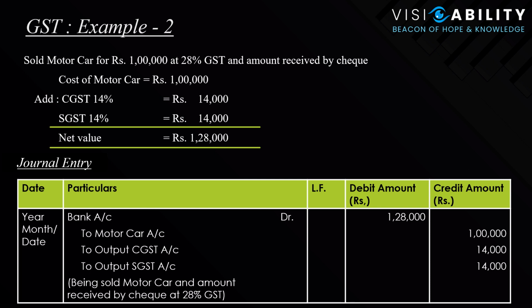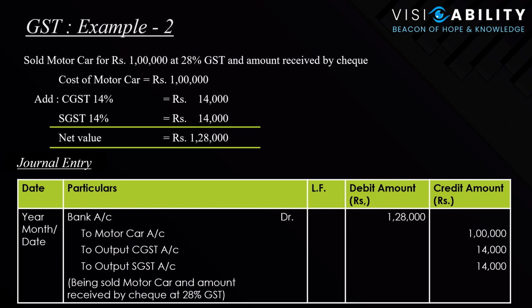Once you have written all these entries, remember you need to put in the narration whatever is the transaction, like being sold motor car and amount received by check at 28% GST. Same applies in the earlier example. So remember, the basic rules of journal entries do not change. But over here, the GST, CGST and SGST is being preceded by the word output.